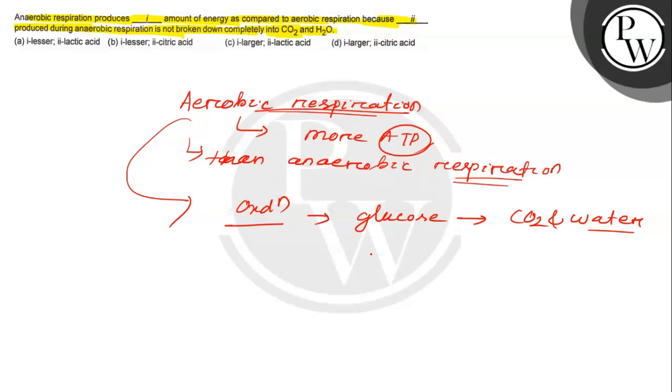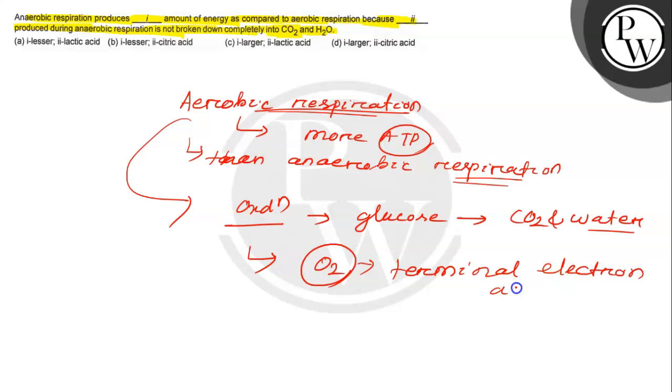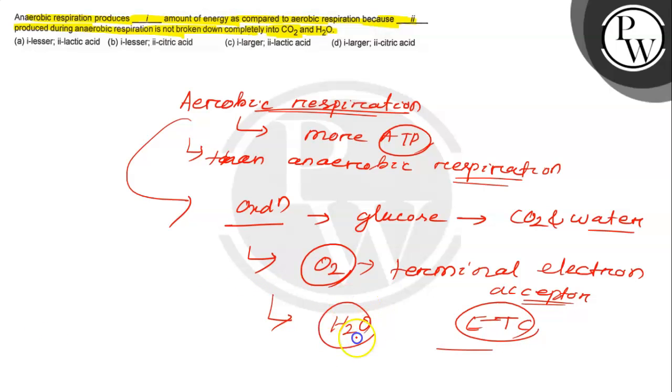And in this part, oxygen acts as a terminal electron acceptor. So in the aerobic respiration, oxygen acts as a terminal electron acceptor in the electron transport chain system, that is ETC, and it gets reduced to water. And most of the ATPs are produced by the oxidative phosphorylation.